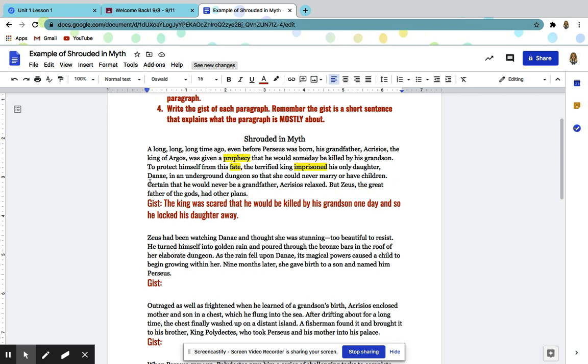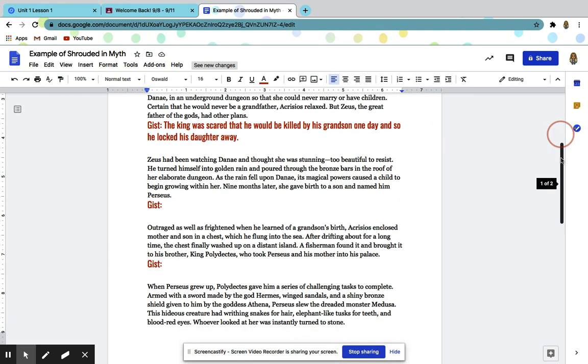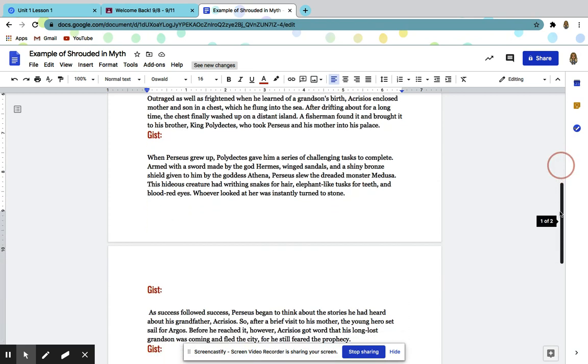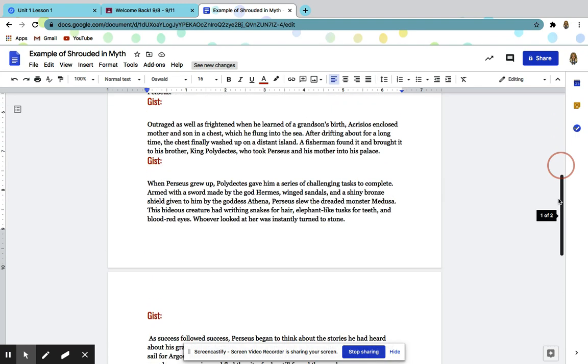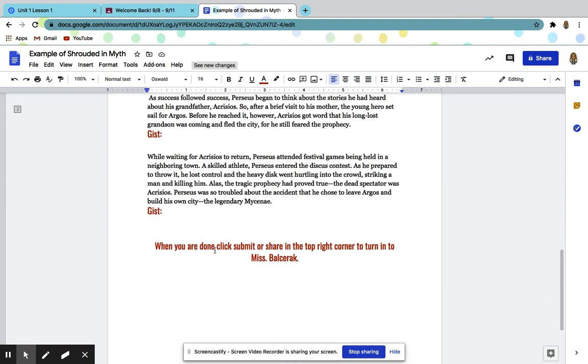And that is exactly what you guys are going to be doing for your assignment. You're going to go through the rest of each paragraph, read it, highlight any unfamiliar words, and then write your gist of what was mostly happening in each paragraph. If you have any questions, please send me an email. When you are done, it is very important that you click submit or turn in the top right corner so that I can receive it.